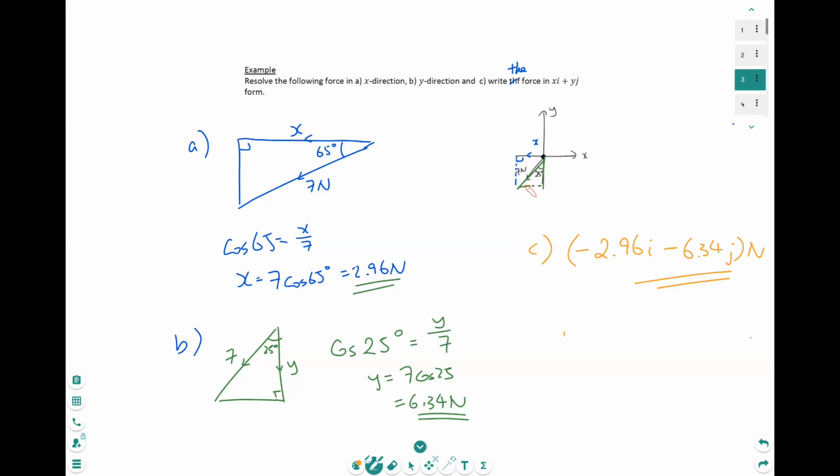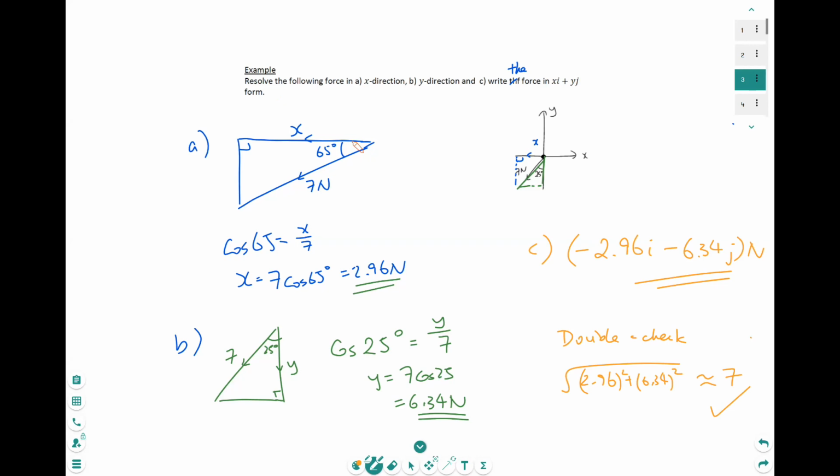To double check your answer, we can do the Pythagoras. So square root of 2.96 squared plus 6.34 squared. If you put that in the calculator, let me double check, just in case, I make a lot of silly mistakes as well. Square root. Yes, I got 6.999 something, which should roughly equal 7, so I know that's correct. Okay, that's how we reverse the process.